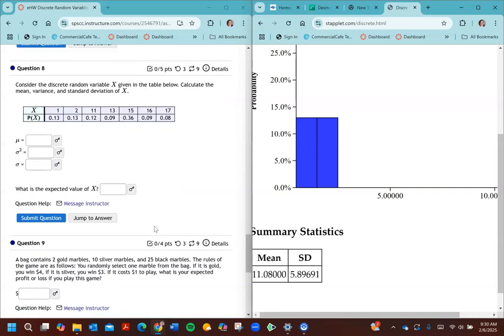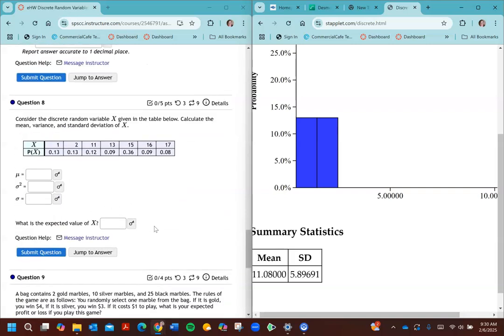It does not say, I'm not seeing how it says to round here. So I'm going to try the one place again and see if that works. So mu is my mean. Let's see. Nope, they want it at 2 places. So we'll go 11.08.